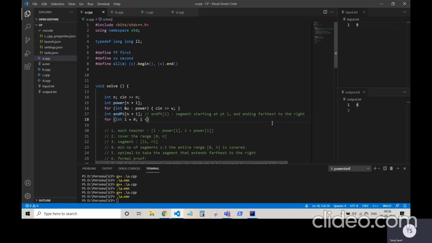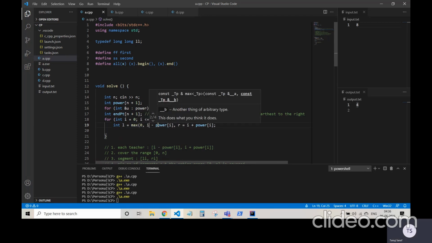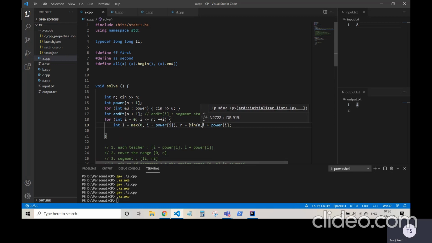So let's compute this. We go over all the teachers, and we know that the left endpoint of the segment represented by the teacher is given by i minus power[i], and the right endpoint is given by i plus power[i]. Like I said in the beginning, we do not care if this value is less than 0. We can directly take a max with 0. If it is less than 0, we replace it with 0. As simple as that. The same goes for the right endpoint: we take a minimum with n. So if it is n plus 1 or n plus 2, it's fine to take it just as n.